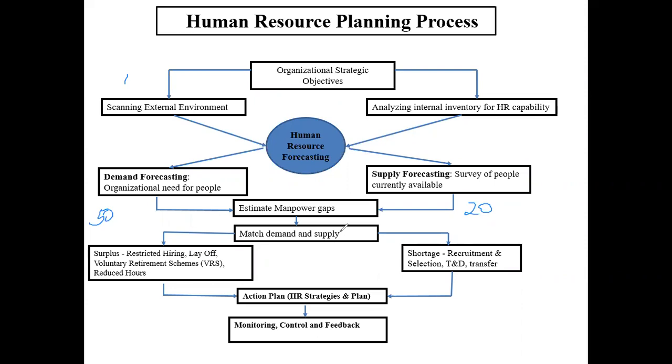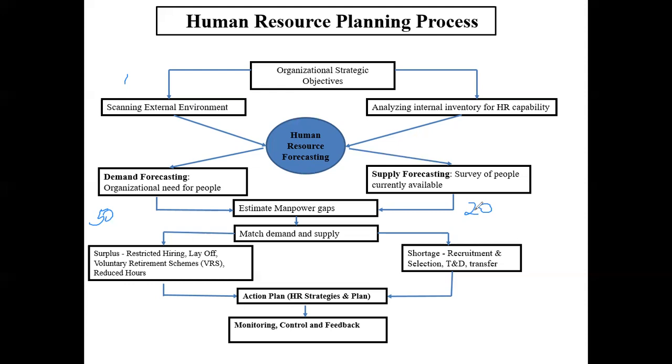So the 30 that we got is the outcome of the estimation of manpower gaps, which means that when we match the demand and supply, that is the 50 with the 20, we are still falling short of 30 workforce. Now, because what we need is more than what is available, in HR context, we will call it a shortage. And you all understand why it is a shortage, right?